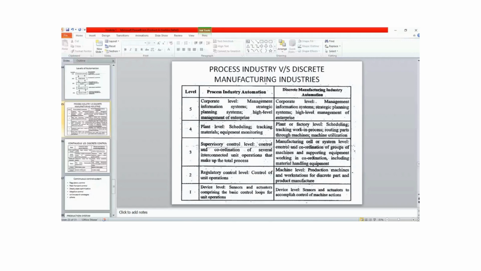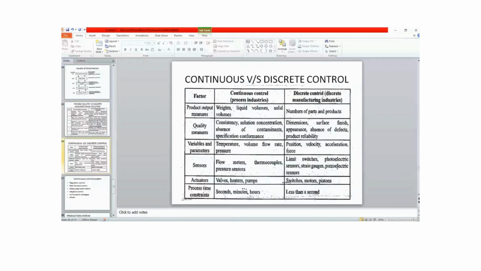There we are going to consider what are the factors that will be influencing continuous versus discrete control systems. This will also be under automation levels itself. Here we are going to consider two types of controls: one is continuous control, the other one is discontinuous control.